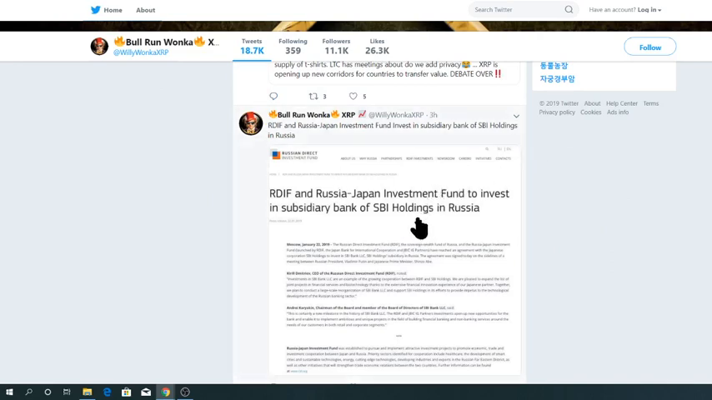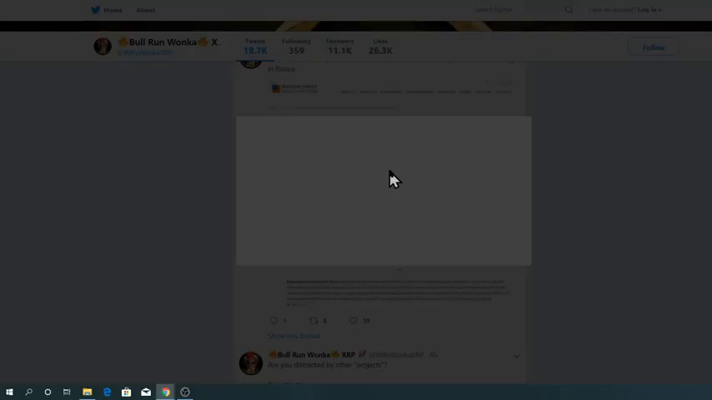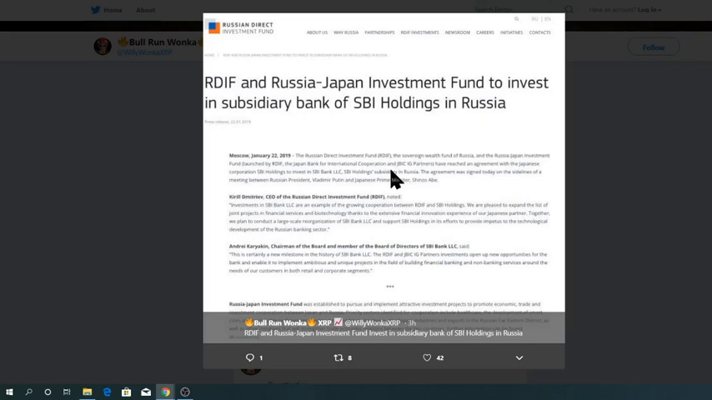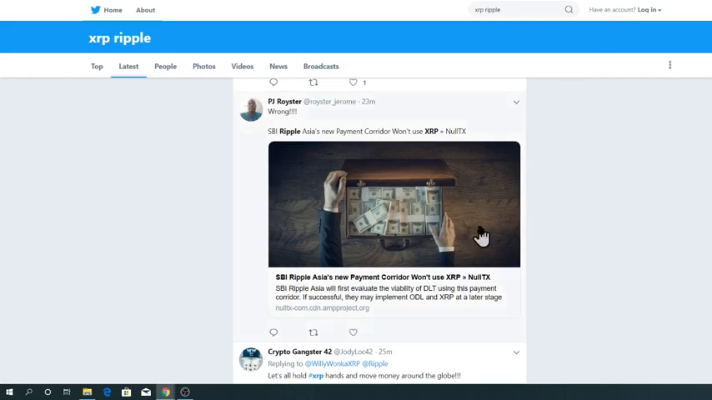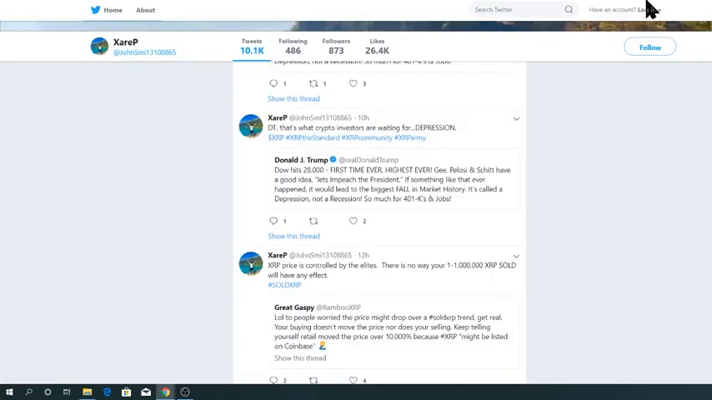So this one is Russia, Japan Investment Fund invests in subsidiary of SBI Holdings. That is actually a good news. Good news for SBI, Ripple. So then this is something related to the last one. It won't be using XRP. Now he's actually trying to say that it's wrong. But once they actually see, like, if successful, they may implement ODL and XRP at a later stage. For me, on-demand liquidity and XRP is the same. So I don't consider it as different.